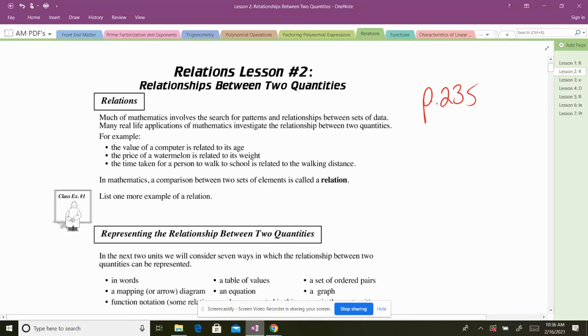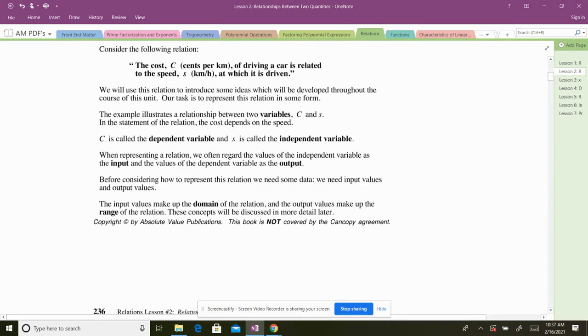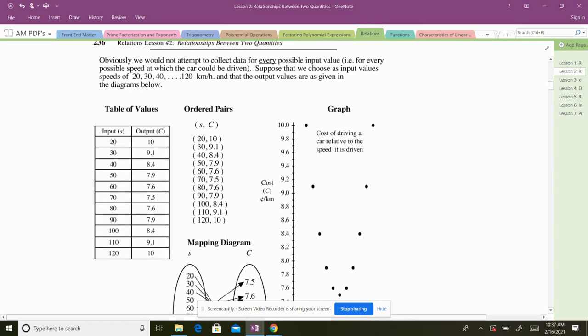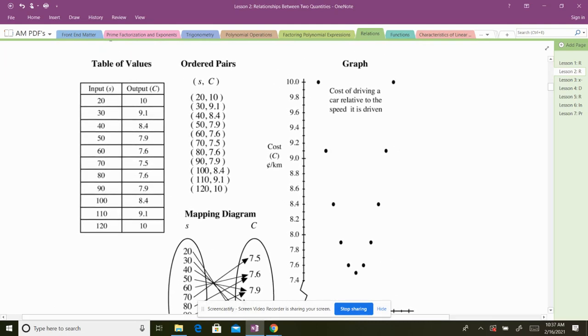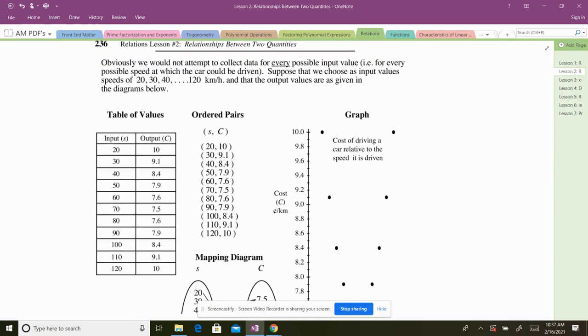We start talking about relations between two variables or two quantities. We're going to skip the first page here. There's a few different ways you can do this and that we're going to look at. We're going to do tables of values, which I think you did in grade 9, right? Did we do tables of values?